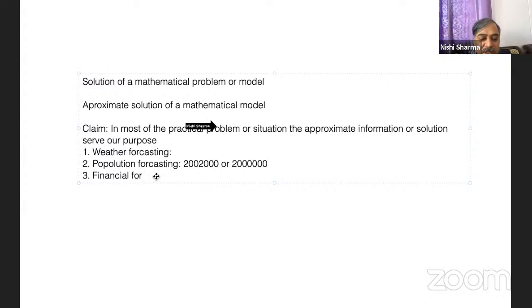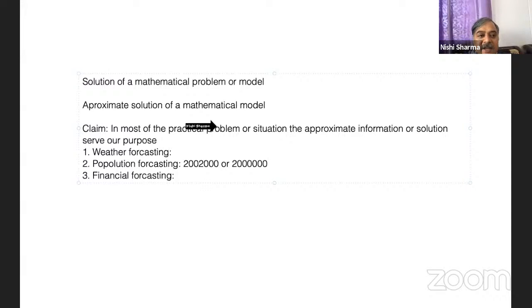So in financial forecasting, the information whether in the coming week the market will go in an upward direction or a downward direction is sufficient for an investor to invest money in the market. Am I right? If it is in the upward direction, the investor will invest the money in the market. If it is a downward direction, the investor will withdraw the money. So this thing is clear to everyone.